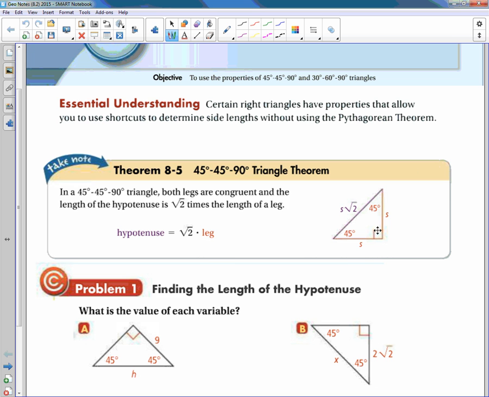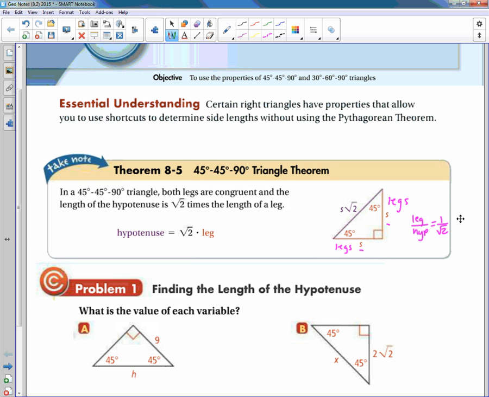In the 45-45-90, you notice that you have two side lengths, or two legs of the triangle, that are the same length. And that, of course, is because you have two identical angles. So the relationship between the leg and the hypotenuse is going to be 1 to square root 2. If I was going to write that ratio of leg to hypotenuse, it would be equal to 1 over the square root of 2.